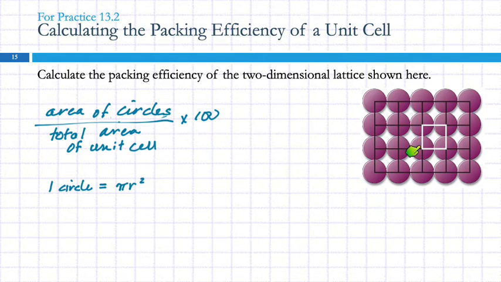Well, it's the length times the width, right? How long is an edge? 2r. So the cell has an area of 2L times 2L, right? Or 4, sorry, R's, those are R's. It would be L times L, or 2R times 2R, which is 4R squared.